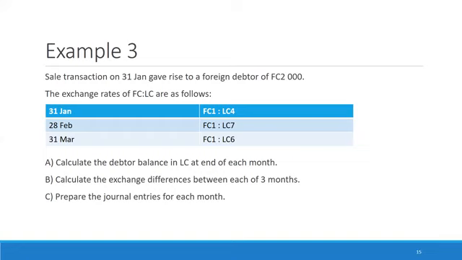In this example, a sale transaction on the 31st of Jan gave rise to a foreign debtor of 2,000 foreign currency. So for the purposes of this example, let's say it's $2,000. The exchange rates of dollars to rands are as follows. They give you the 31st of Jan, 28th of Feb, and the 31st of March. They ask you to firstly calculate the debtor balance in local currency at the end of each month.